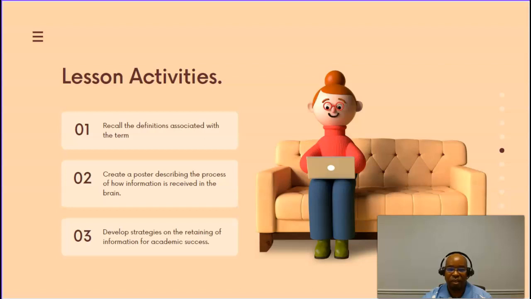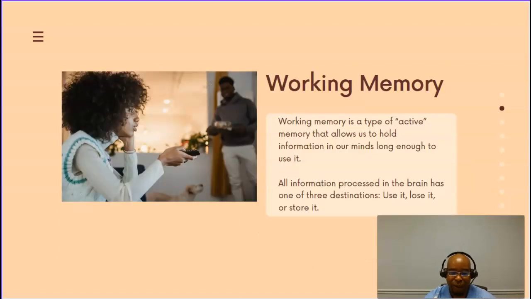So our lesson activities today are to recall the definitions associated with the term, create a poster describing the process of how information is received, and third, develop strategies on retaining of information for academic success. This is all going to be done through the working memory as we introduce the learners to what exactly is the working memory.